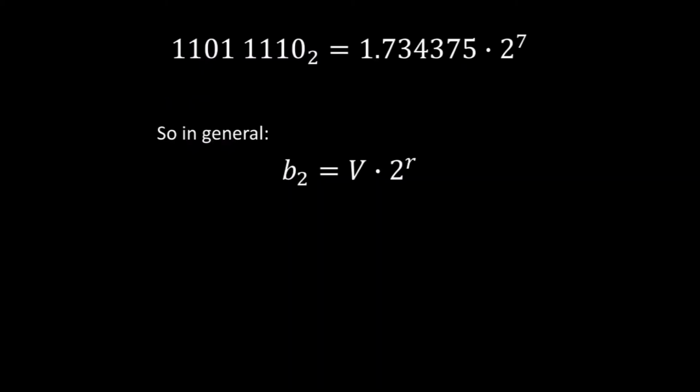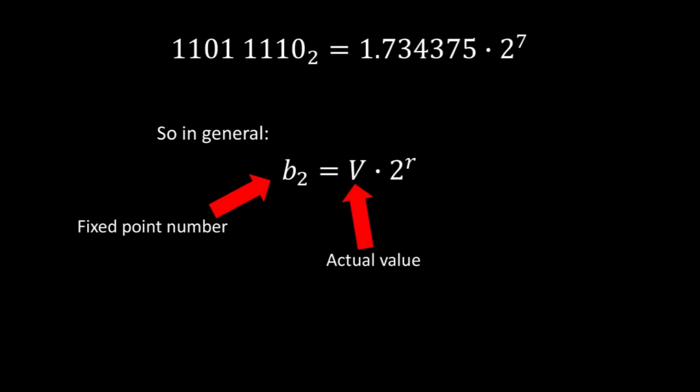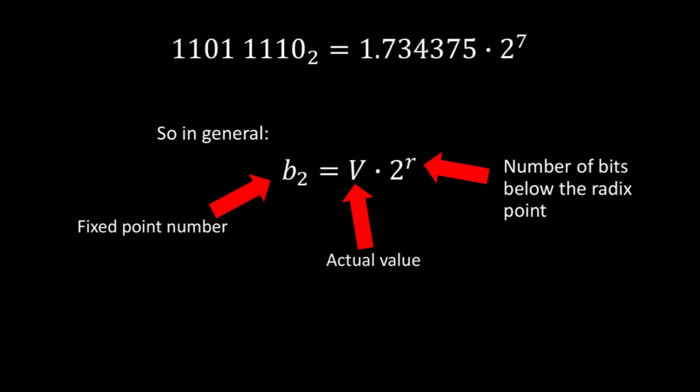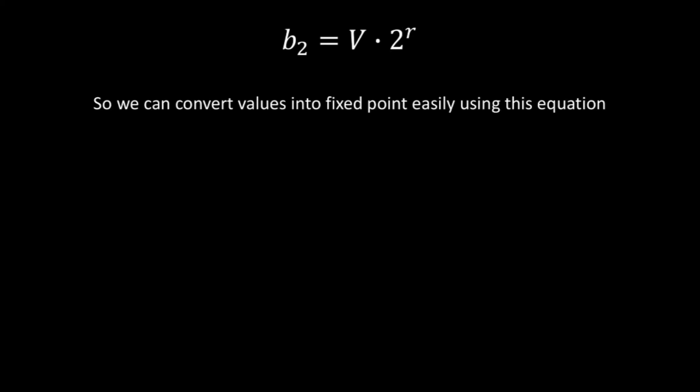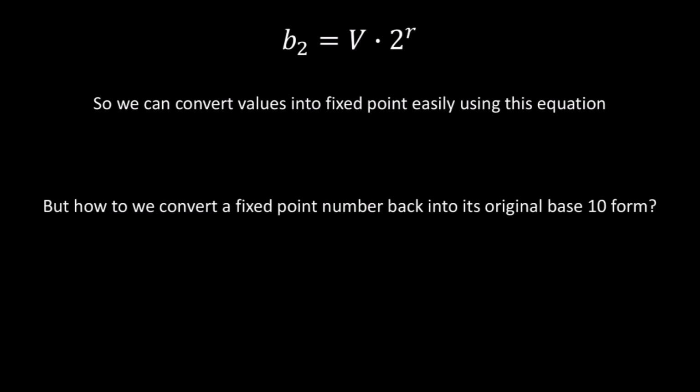So to generalize, we can put together this equation. The fixed point number is equal to the actual value multiplied by 2 to the power of r, where r represents the number of bits below the radix point. Now, using this equation, we can easily turn any value into fixed point notation. But how do we now convert a fixed point number back into its original base 10 form?